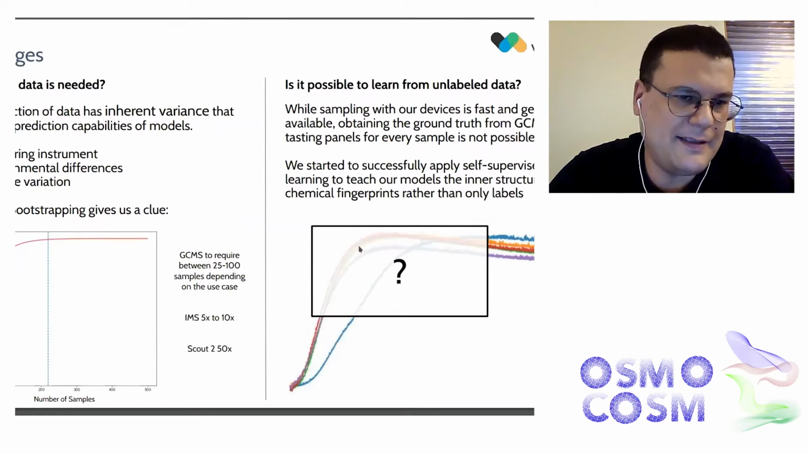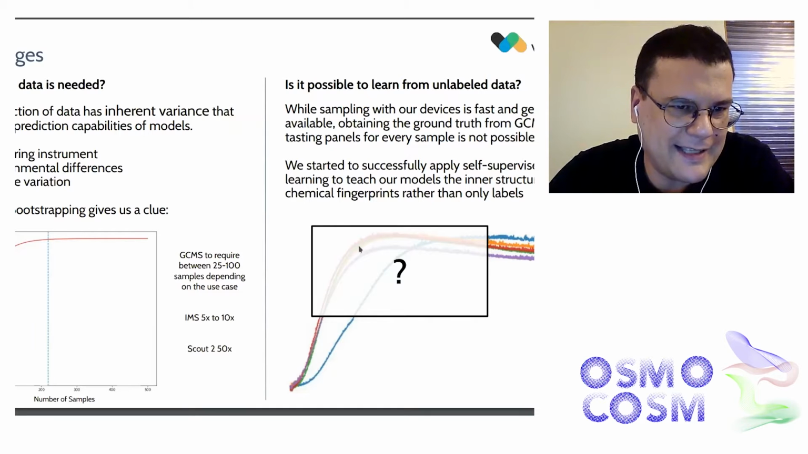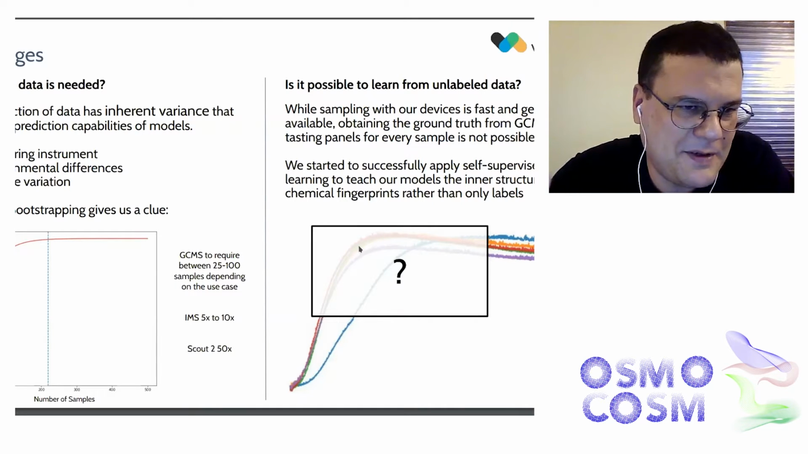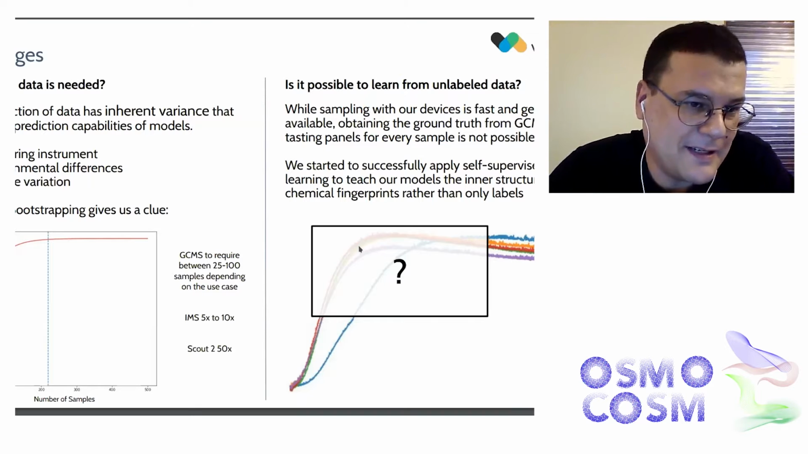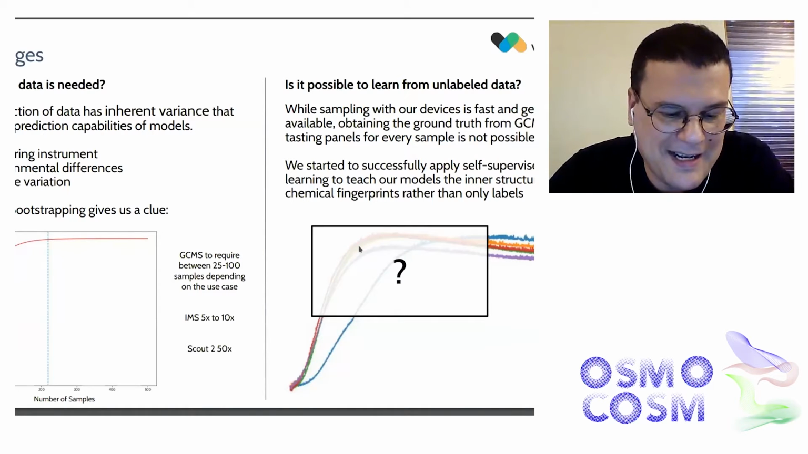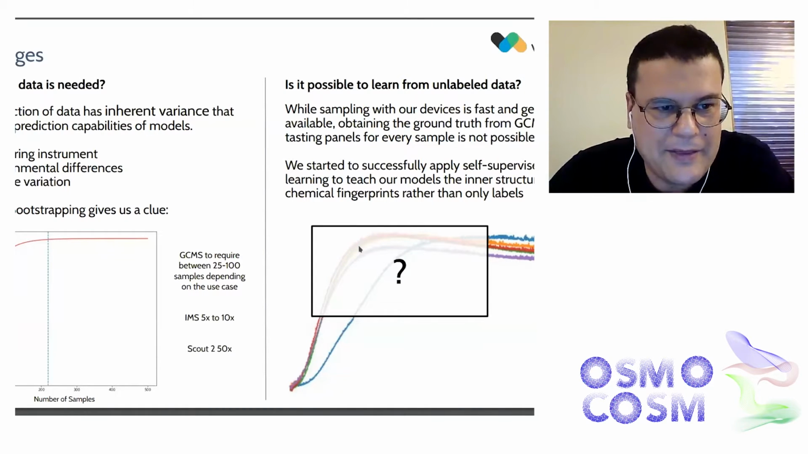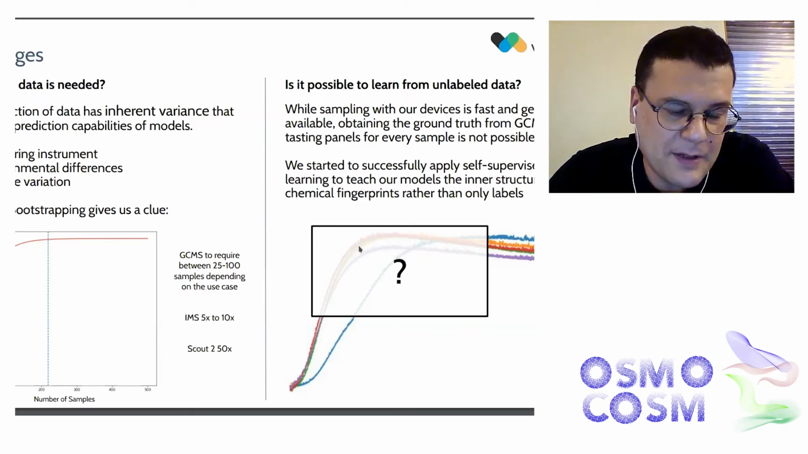But we think that there is more to it. There is variance in all the data sets that are there, especially so for chemical data sets, right? One of them is the environmental factors, but also two other points. One is the measurement instrument.